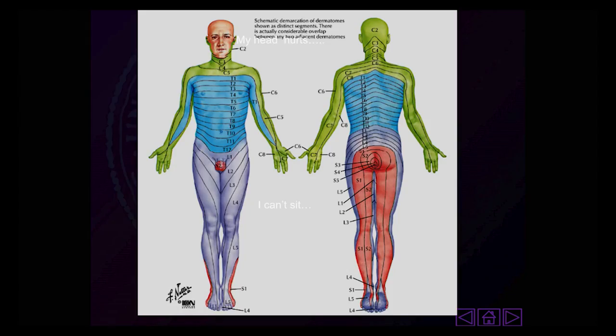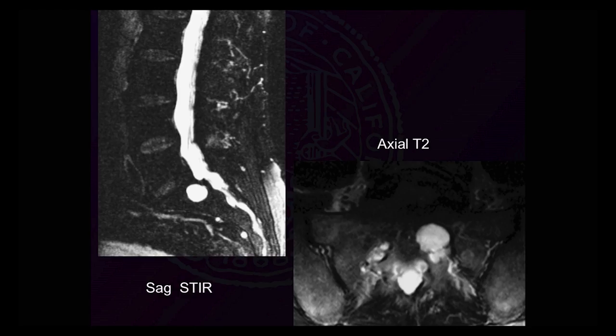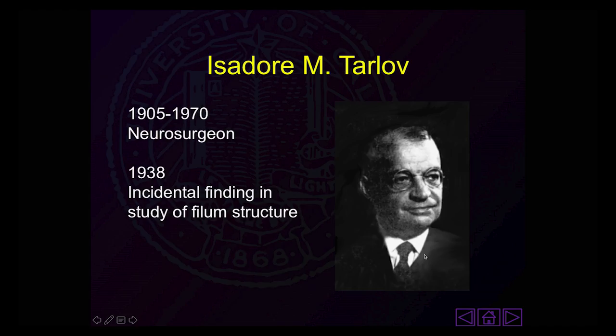And these patients usually will complain of headache or the fact that they can't sit due to structures in these areas. So here's an MR, and what may strike you is that there's a huge cyst in the sacrum, and it originates from the sacral nerve roots. This is a Tarlov cyst, maybe some of you have heard of it, named after the neurosurgeon Isidore Tarlov, who found these incidentally when he was with cadavers doing a study on the spinal cord.